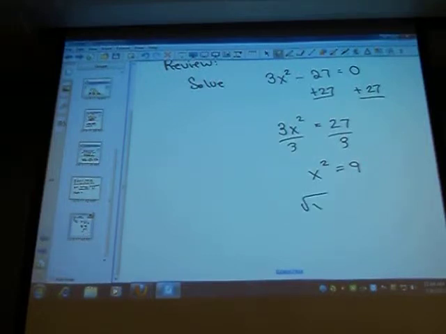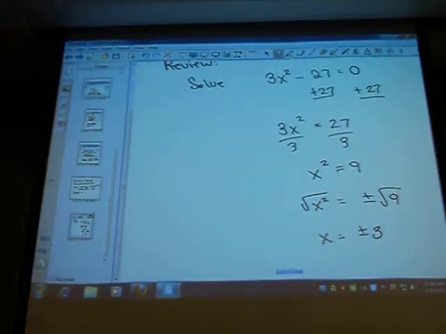Then I need to square root the x squared. And remember, with the square root, you need plus or minus answers. So plus or minus square root of 9. Okay, square root of x squared is just x. Plus or minus square root of 9 is plus or minus 3. Okay, so you get two answers there, 3 and negative 3.